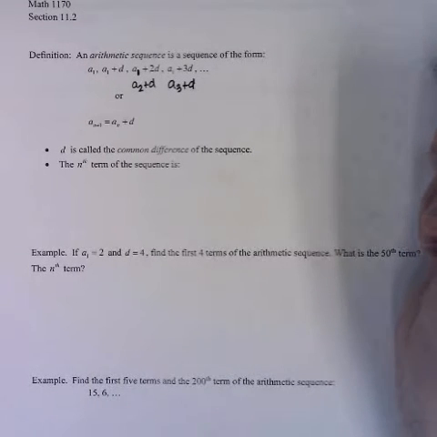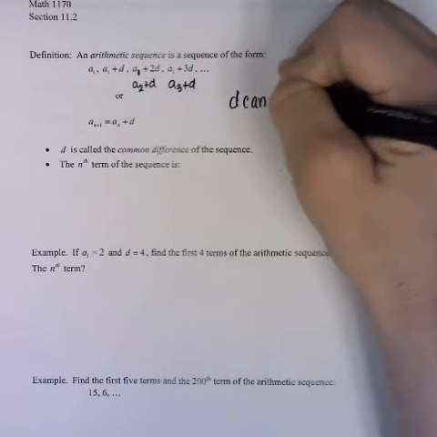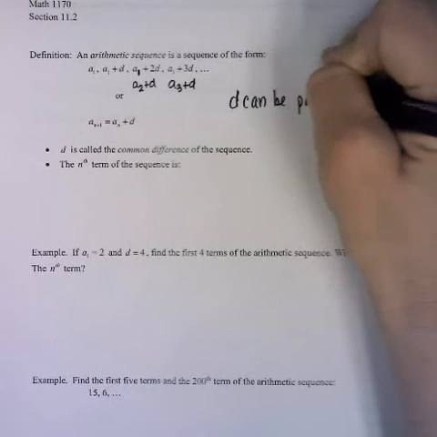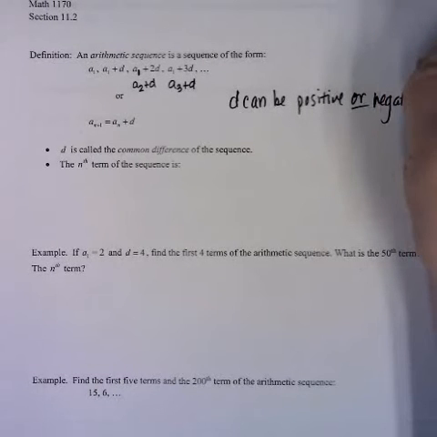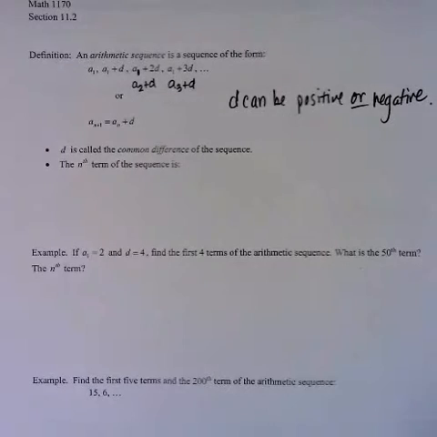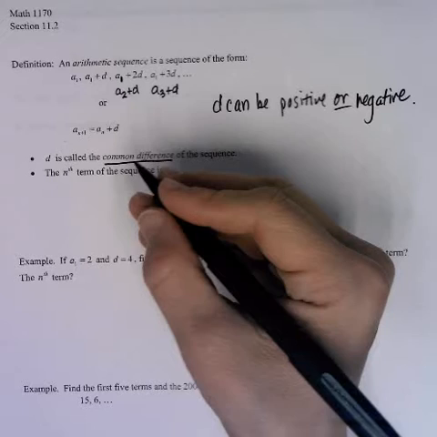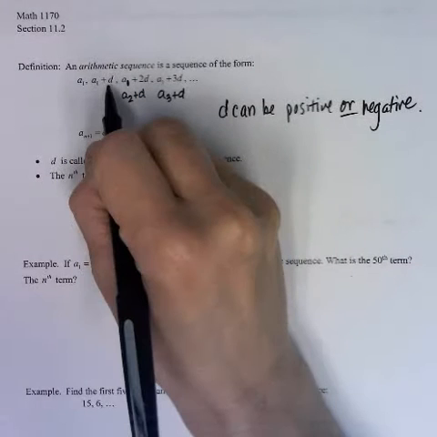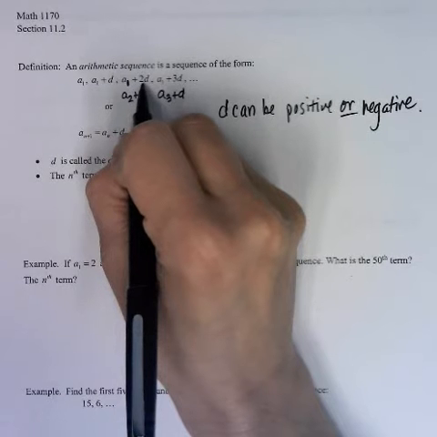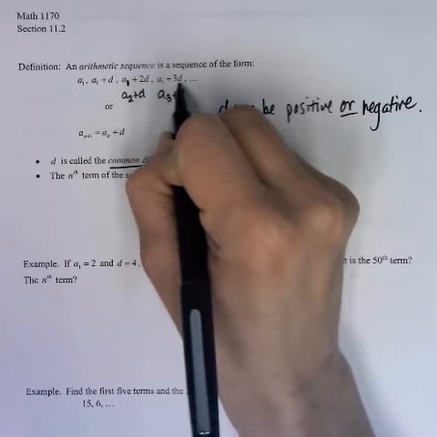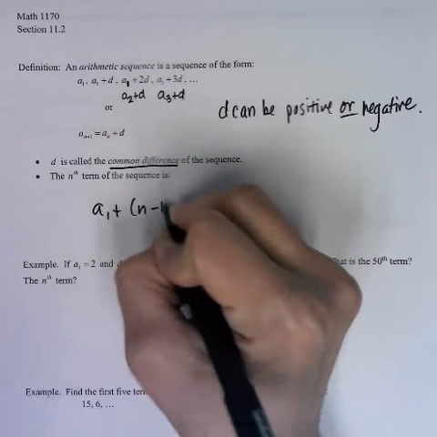One thing I should point out, d can be positive or negative. So you're not restricted to a positive difference here. Again, d is called the common difference. The nth term, if you notice in this formula, a sub 1 plus d, a sub 1 plus 2d is the third term, a sub 1 plus 3d is the fourth term. So the nth term is a sub 1 plus n minus 1 times d.